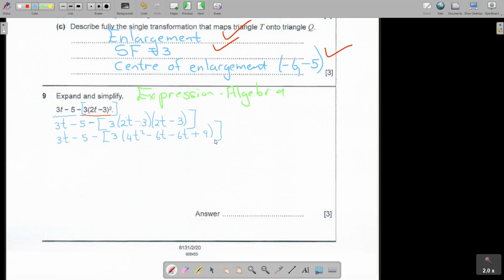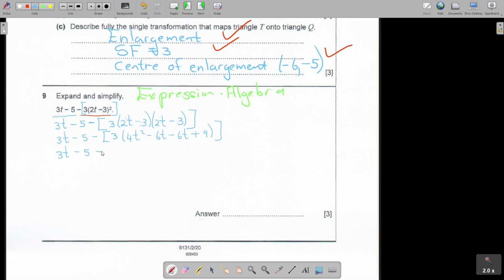I'll show you now the short method. The short method would have just been 4t squared, then negative, if you multiply 6t times 2, it's negative 12t plus 9, which I will get at the end. I just showed you. Now I'm just going to rewrite again. As I said, rather put an extra step in, but don't make mistakes.